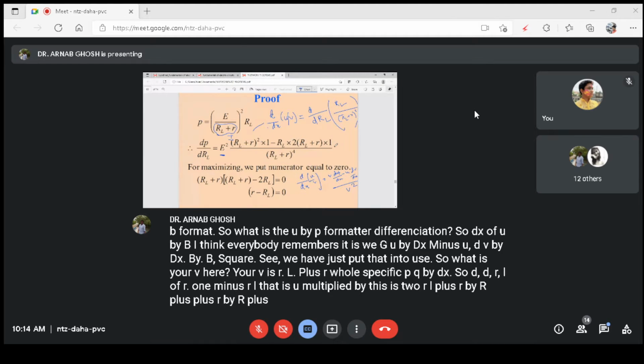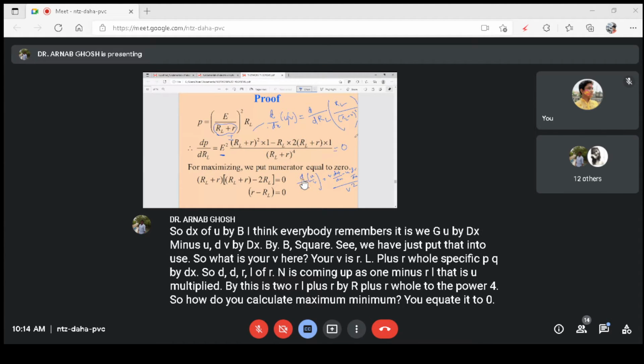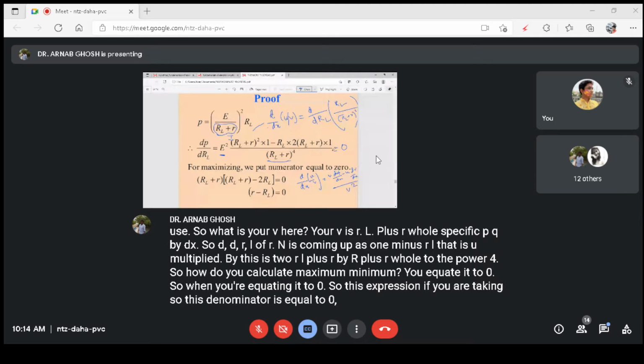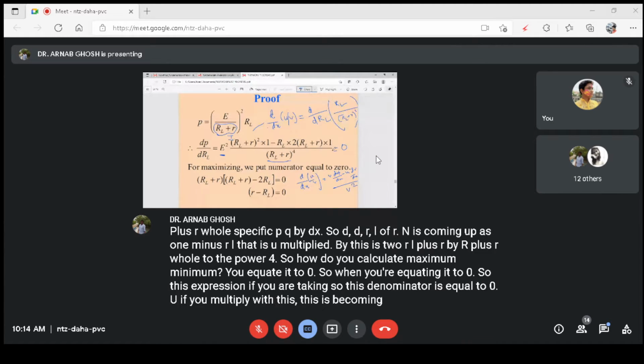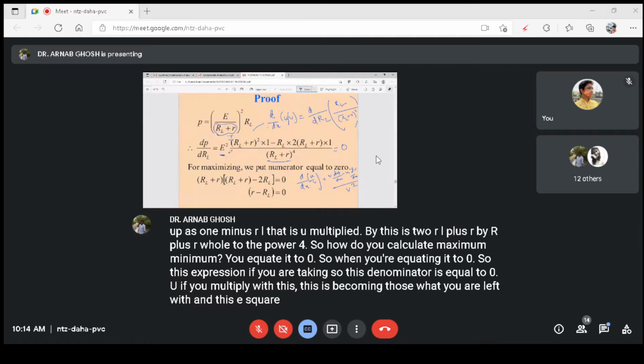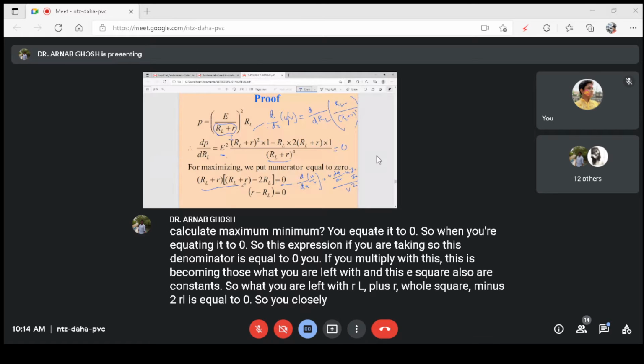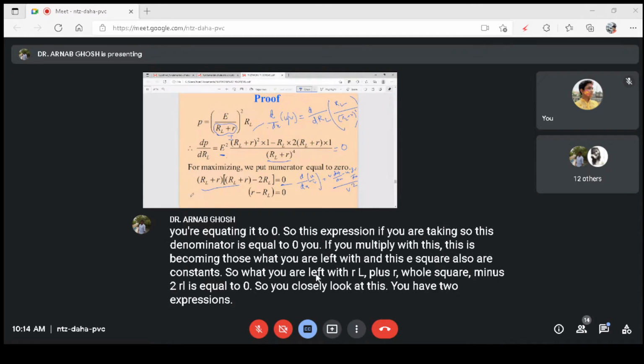For the maxima, you equate it to 0. So when you are equating it to 0, this expression multiplied with this is becoming 0. E square is also a constant term. So what you are left with is RL plus R whole is equal to 0. If you closely look at this, you have two expressions. One is RL plus R, another is R minus RL. So this will be equal to 0.